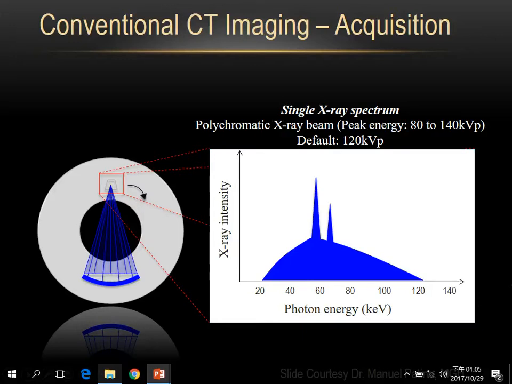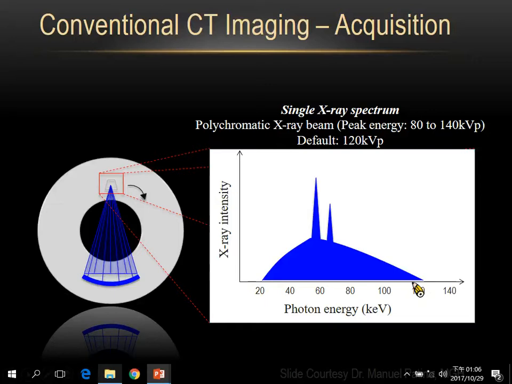So for starters, this is our conventional CT imaging with a single X-ray spectrum. And here what I want to make sure everyone understands is the difference between kV or kVp and keV. So if you recall, kVp is the voltage that we place across the X-ray tube between the anode and the cathode. We accelerate electrons through a vacuum to 120, in this case, keV. So we apply 120 kilovolts across the X-ray tube, and this accelerates electrons to 120 kiloelectron volts, keV.